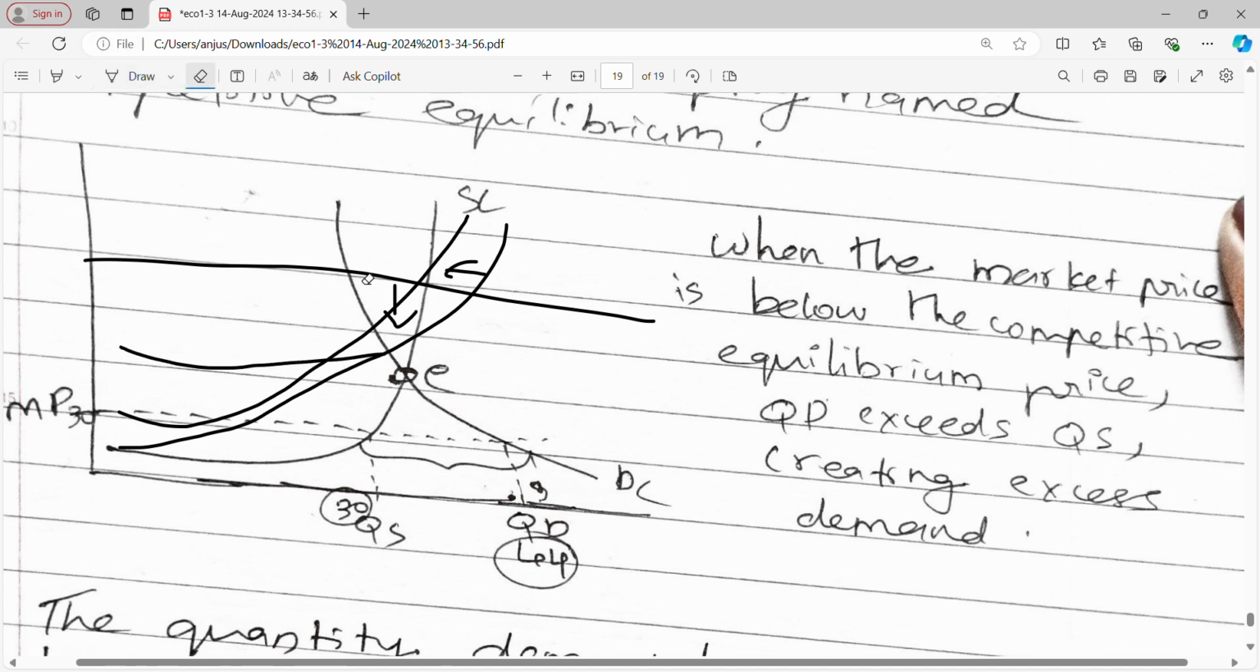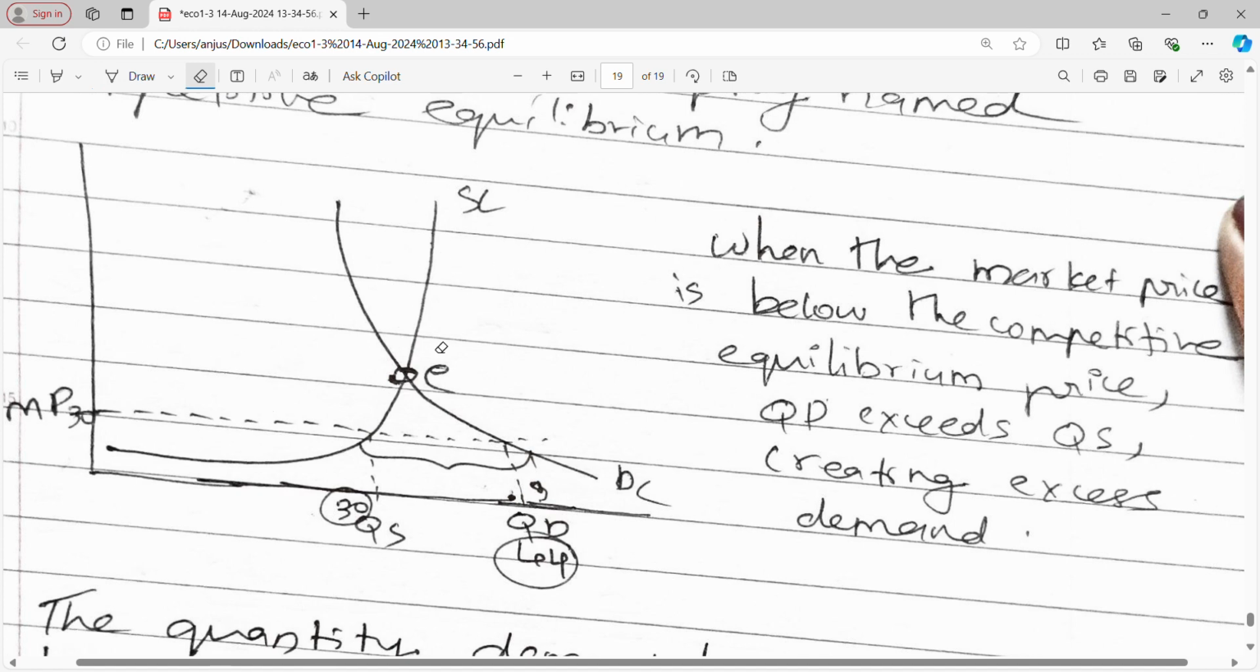I'll rub everything. I'll draw from the beginning. Something happened with my pen, yeah, now it's done.